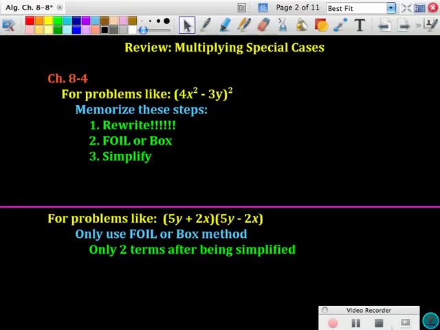Rock some more math? I think so. Okay, so reviewing multiplying special cases. Remember, they are called special cases only because they look different in the beginning or maybe sometimes at the end.